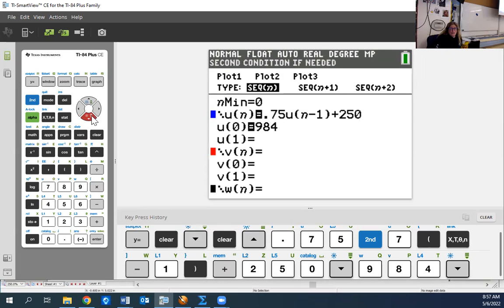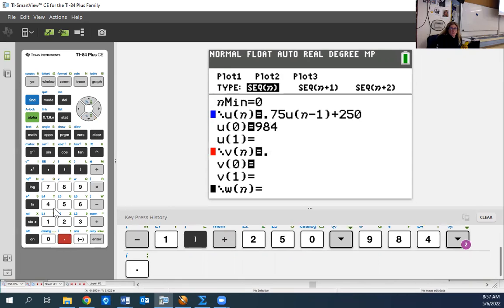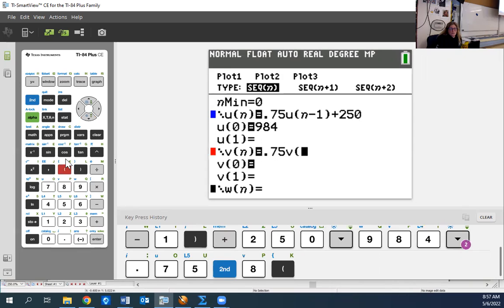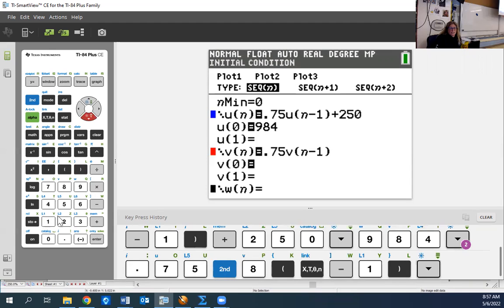Okay, and then for V, which is the colored liquid, I've got 0.75. And then notice the V right above the 8 here. I'm going to do second V n minus 1. And then I'm not going to add anything, right? But I know I start with 16.